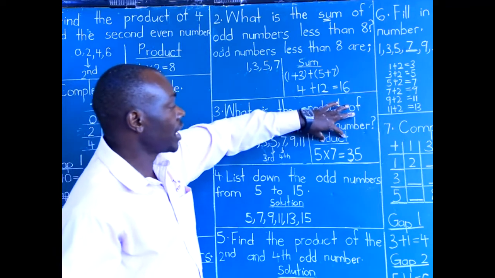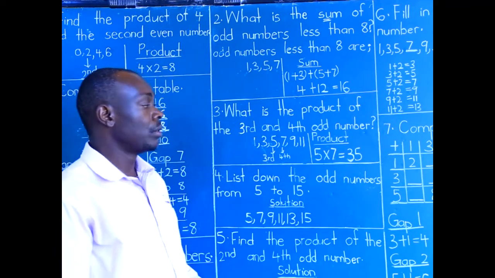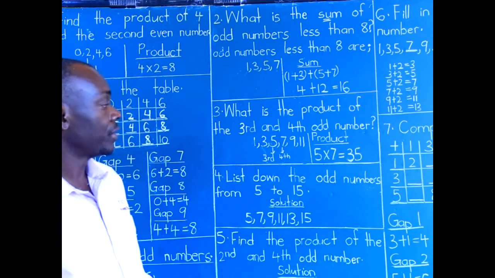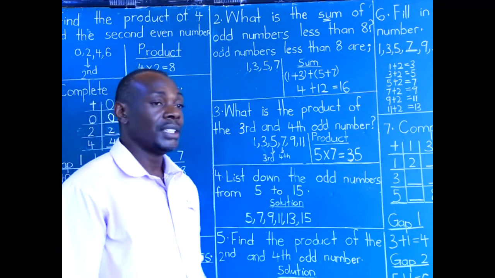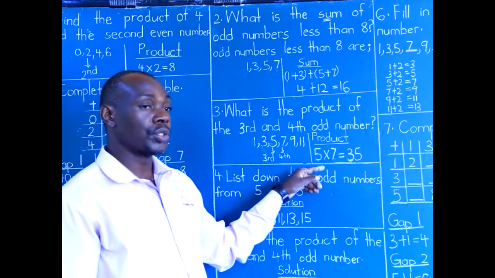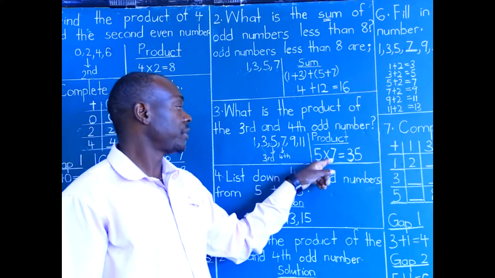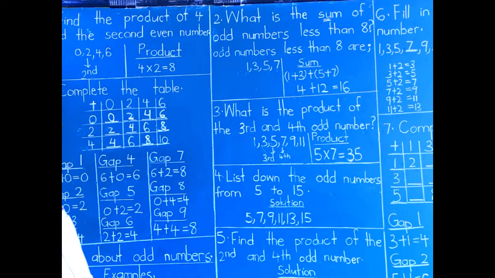We say product equals 5 times 7, which must be actually got as 35. So the product of 5 and 7 is 35, which is got by multiplying those 2. That is 5 times 7 is equal to 35. And that's the answer to that example number 3.